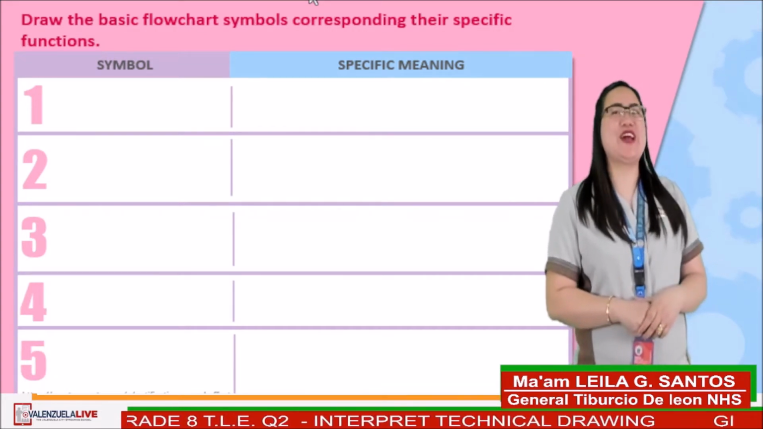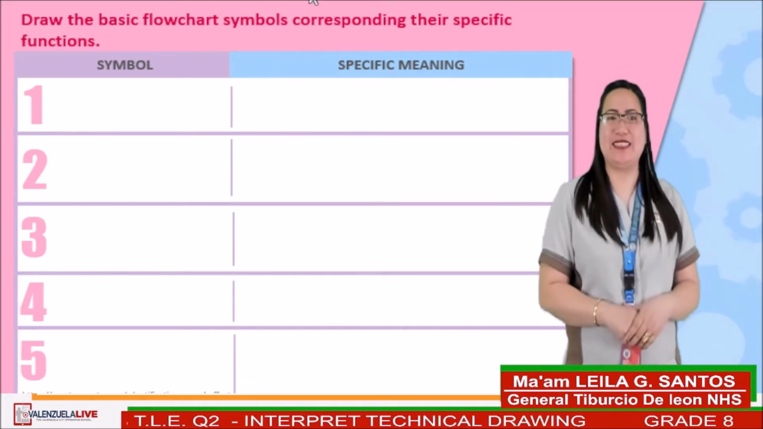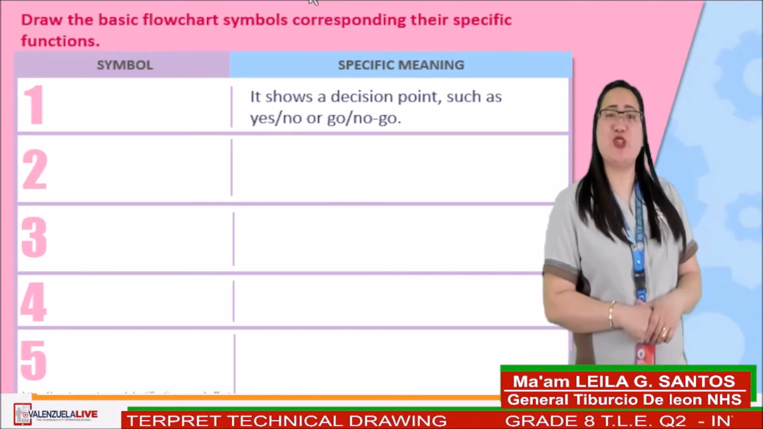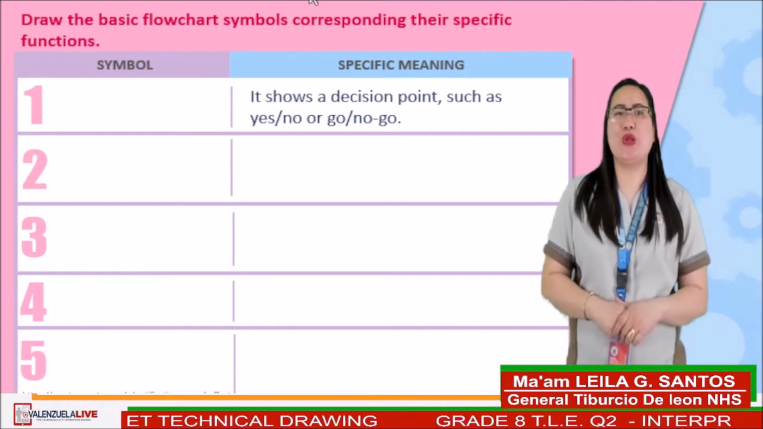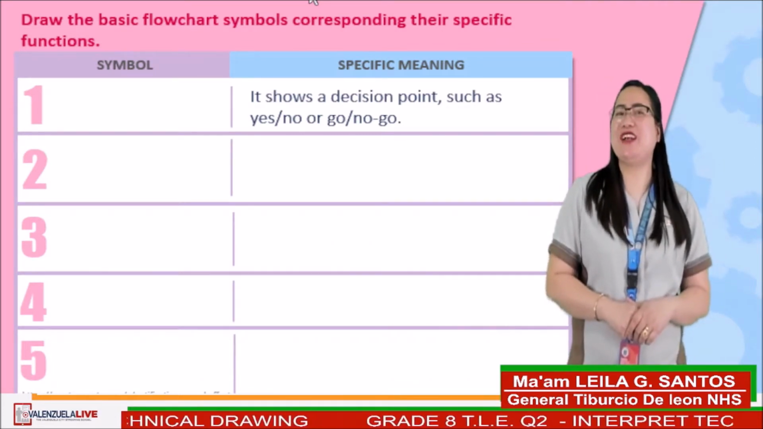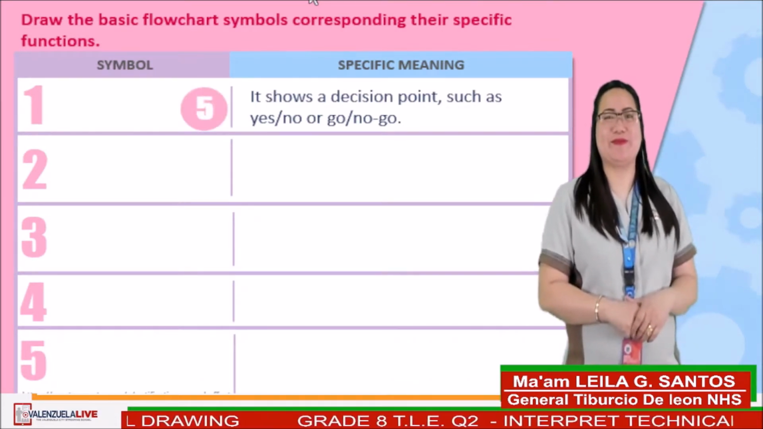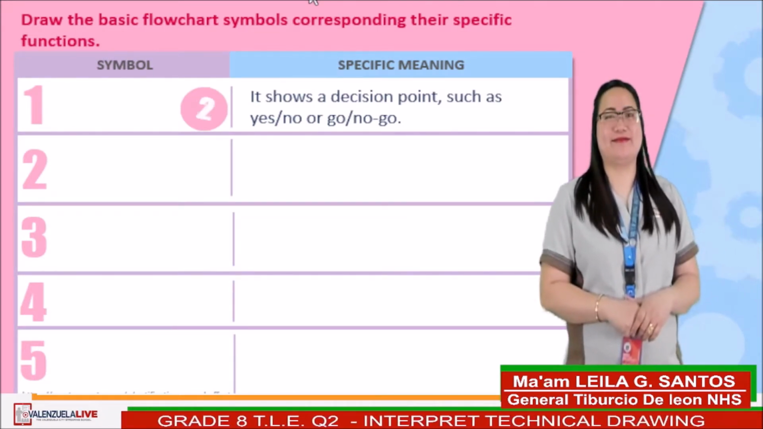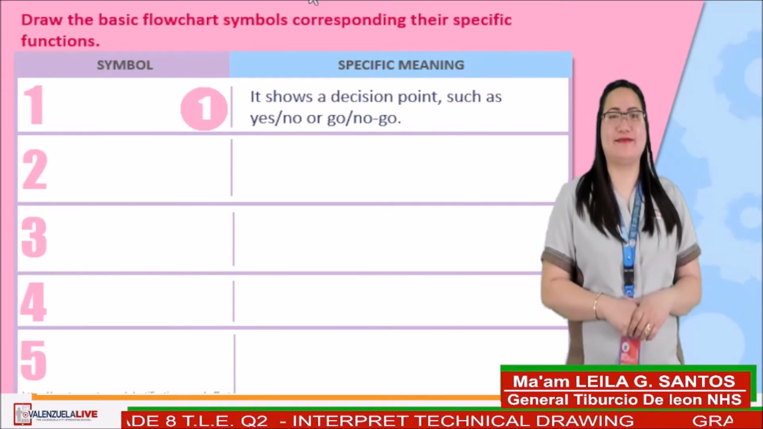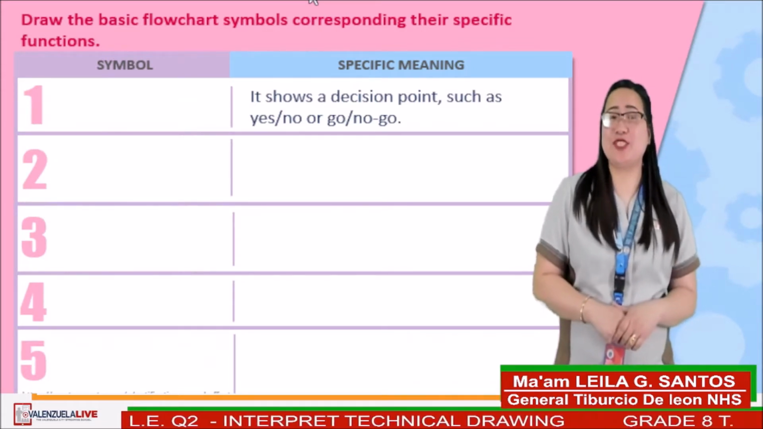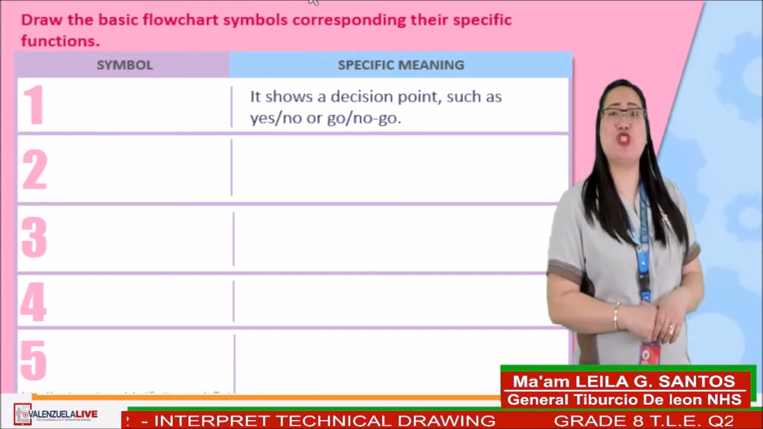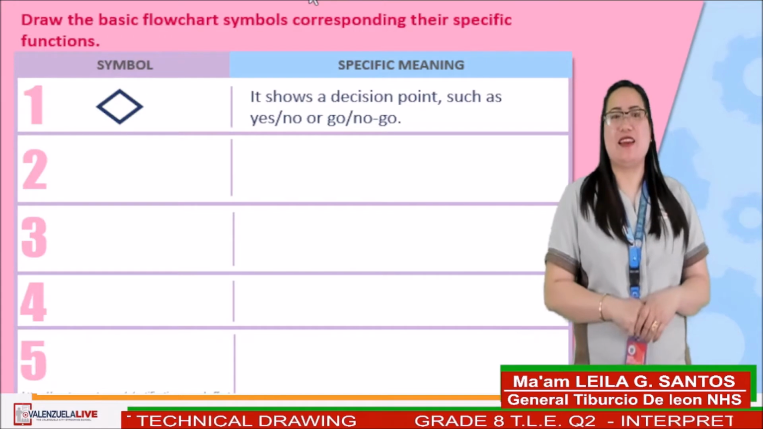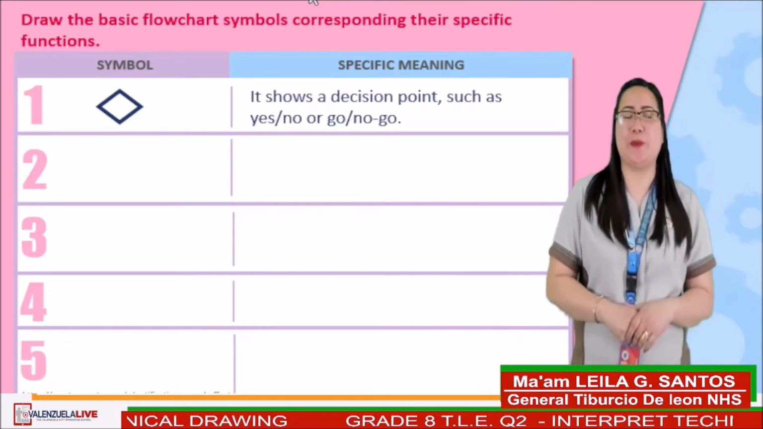Alright, let's start with the item number 1. It shows a decision point such as yes or no or go, no go. Your timer starts now. Time's up. If you draw a diamond symbol, very good. That is correct.